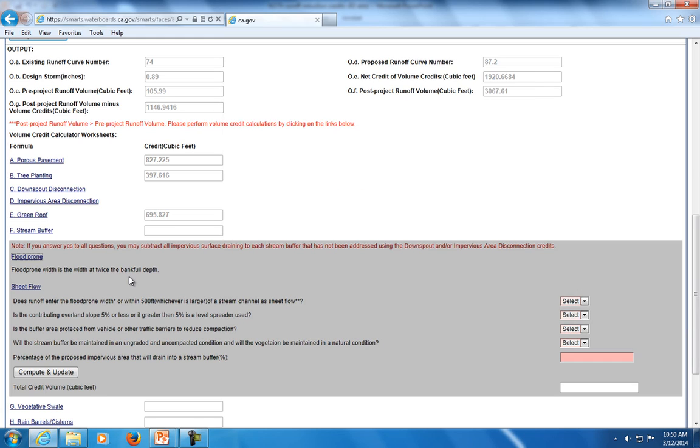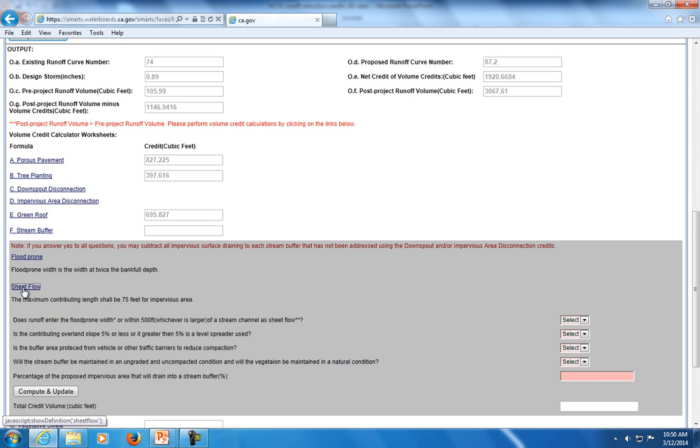So there's an associated width with that, and that's what we use to define what that stream buffer is. That's one way to do it. There are certainly other ways to size buffers, but this is the one we picked for the calculator. So it's either the flood-prone width or it's 500 feet, whichever is larger.